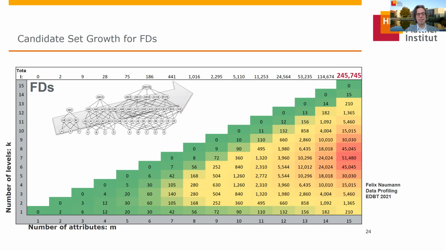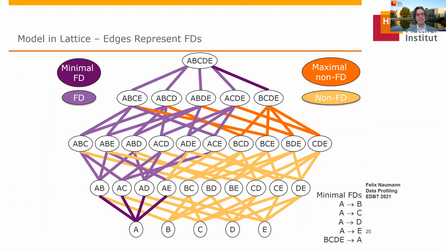The nice thing is we can also show this search space in the same lattice. It's exactly the same lattice, but suddenly not the nodes are the candidates we're looking at, but the edges are the candidates we're looking at, right? If you look at the edge from AB to ABC, this basically is the candidate, does AB determine C, right? And then next to it, does AB determine E, et cetera, et cetera. So suddenly we have these candidates in this lattice, and the same kind of pruning works.